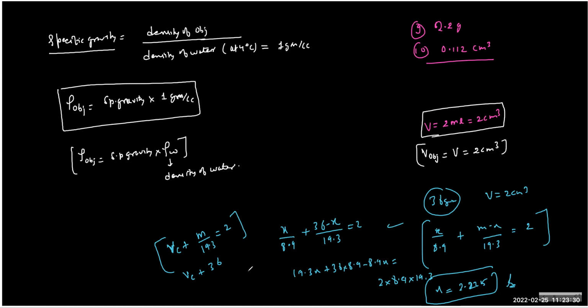Read the question carefully. What is the question demanding and what is it saying? There is no copper in the mixture, but there might be some cavities left inside the ornament. Then calculate the volume of cavity left that will allow the weight given in that problem. So the mass of the new object is 36 only. So VC plus 36 by 19.3 is equal to 2. And this will be 2 minus 36 divided by 19.3.